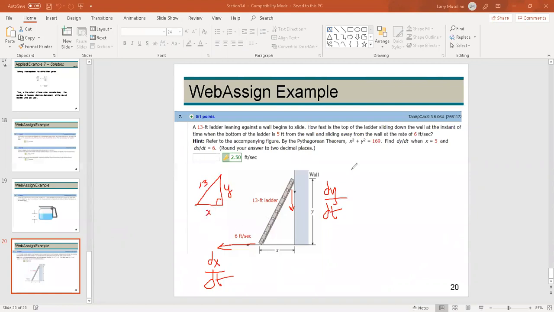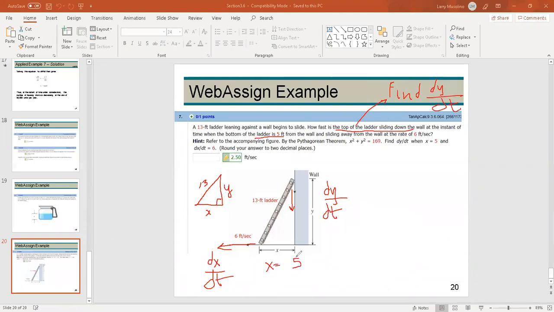All right, so they want to know how fast is the top of the ladder sliding down. Well, really what they're asking us to find is dy dt. Okay, so we want to find dy dt. It says we'll know this when the bottom of the ladder is 5 feet from the wall. So what that's really telling us is x equals 5 at that point in time. So x equals 5.